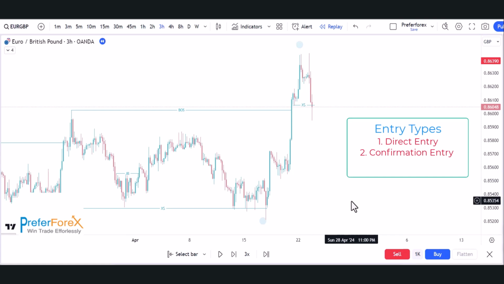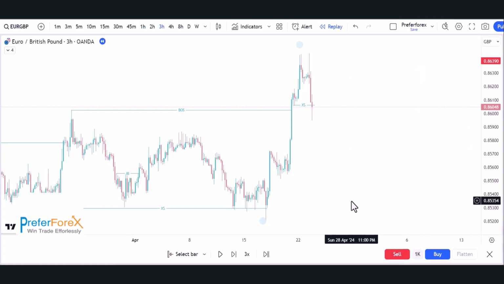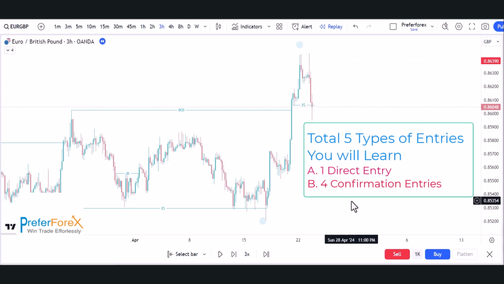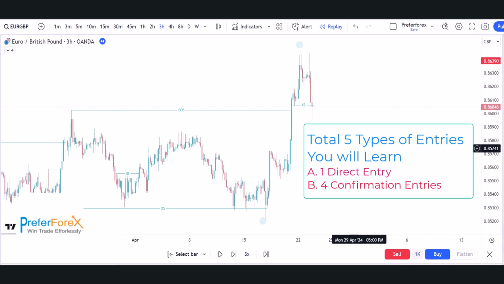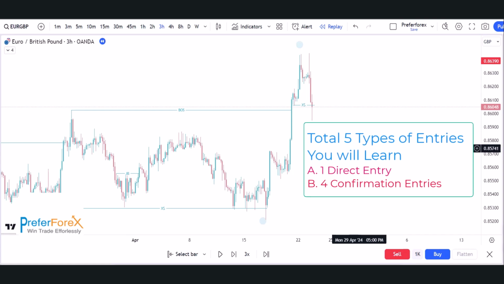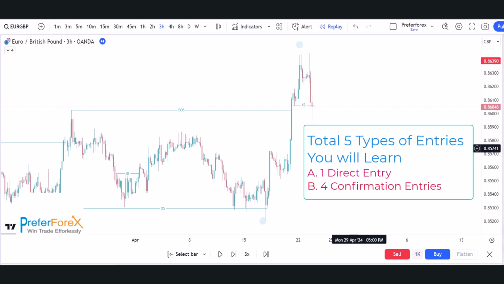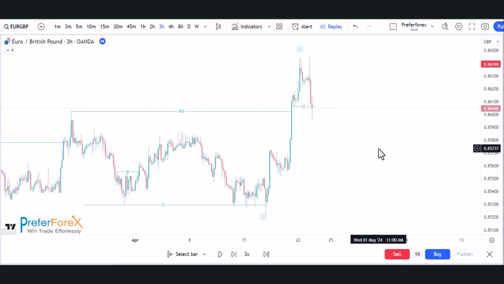But that doesn't mean that we'll not trade on weak POI. Of course, we can trade on weak POI, but here we need to observe the price action first and then apply the confirmation setup. Along with the direct entry method, we will teach you 4 different confirmation entry methods in the advanced course. So here we have a clean bullish trading range.